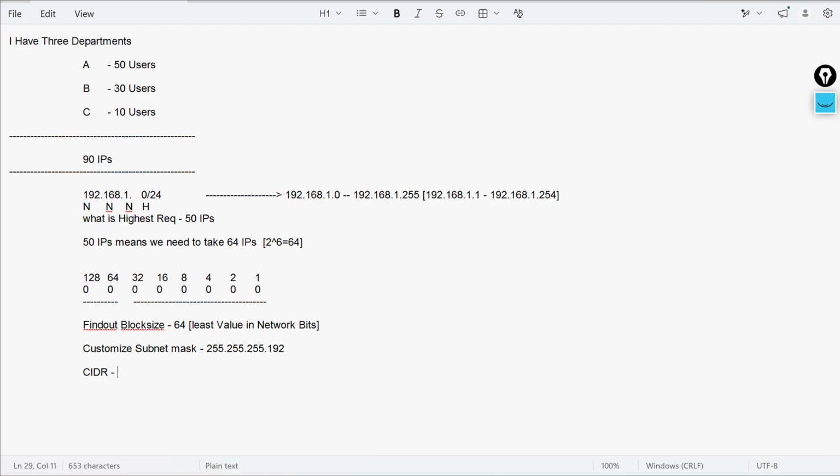Next point. CIDR. CIDR is /26. Why /26? 24 are default network bits and 2 are our converted network bits. Total 26. Now subnets. How many subnets? So how many network bits are there in total? 2 bits, right? So 2 power of 2 equals 4 subnets. That's it.